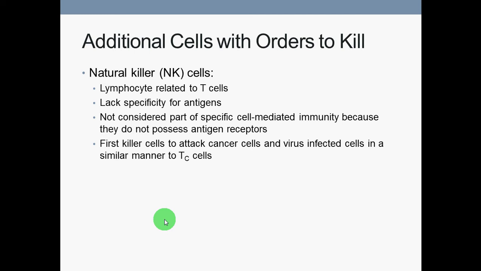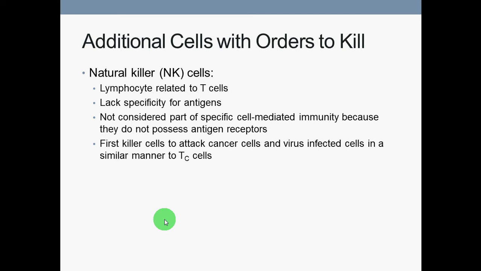Now another type of lymphocyte that's related to T cells that has, as we call it, orders to kill, are natural killer cells, or NK cells. Again, natural killer cells are related to T cells. They're lymphocytes just like them, but they lack specificity for antigens. So we don't really consider them part of the specific immunity or cell-mediated immunity because they don't possess antigen receptors. They don't have a way to target any specific microbe.